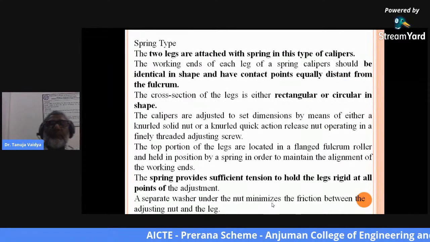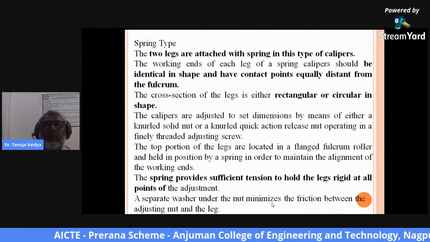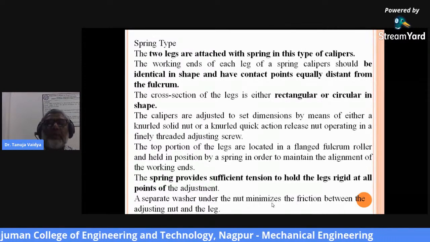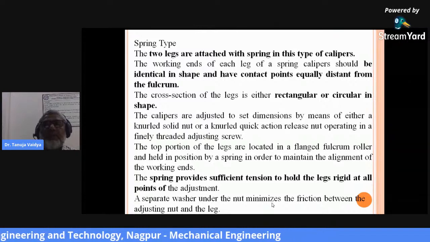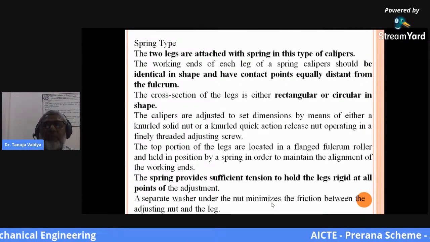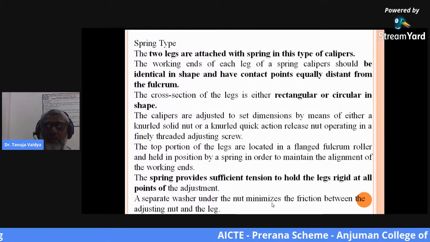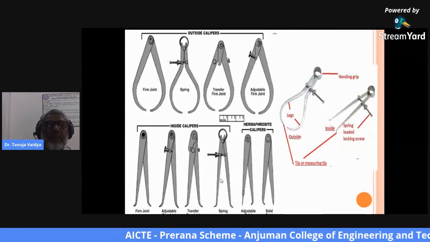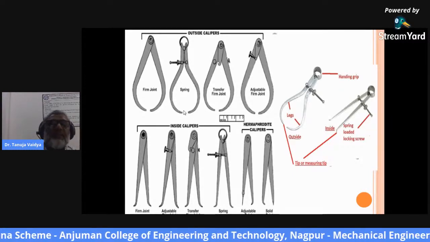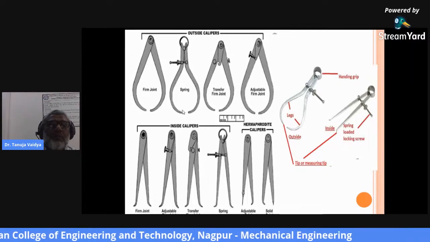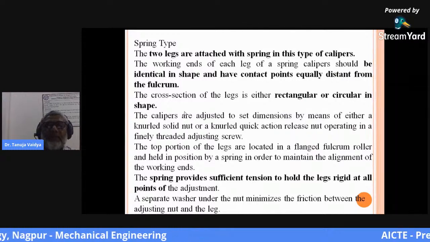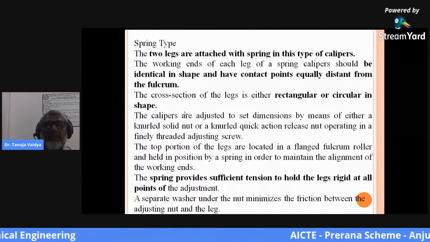Now, spring calipers are attached with a spring, number one, and the working ends of each leg of a spring caliper should be identical in shape and have contact points equally distant from the fulcrum. You see over here, these are the contact points. They must be of the same shape, either in a circular form or in a rectangular form. And the cross section of the leg is either rectangular or circular in shape.